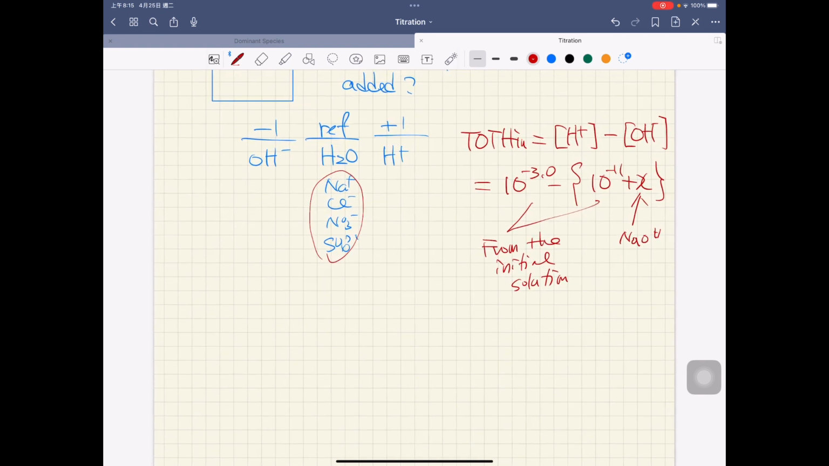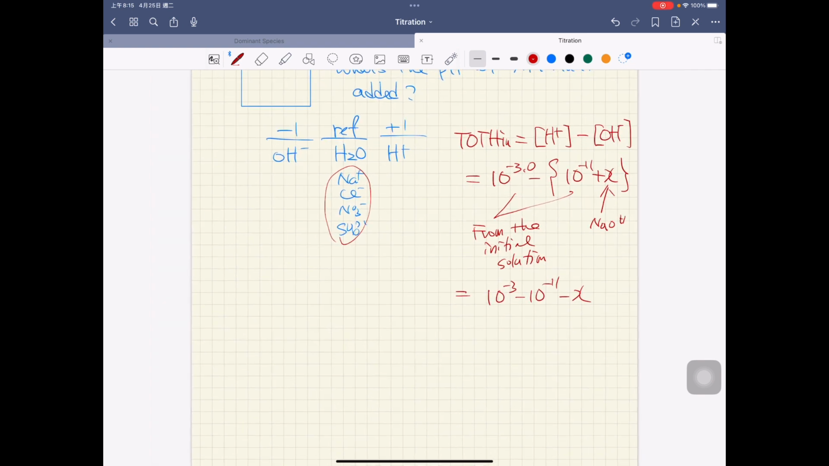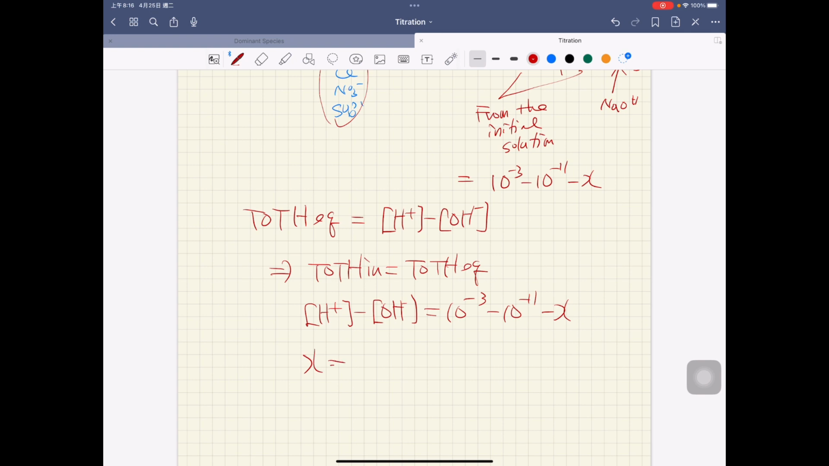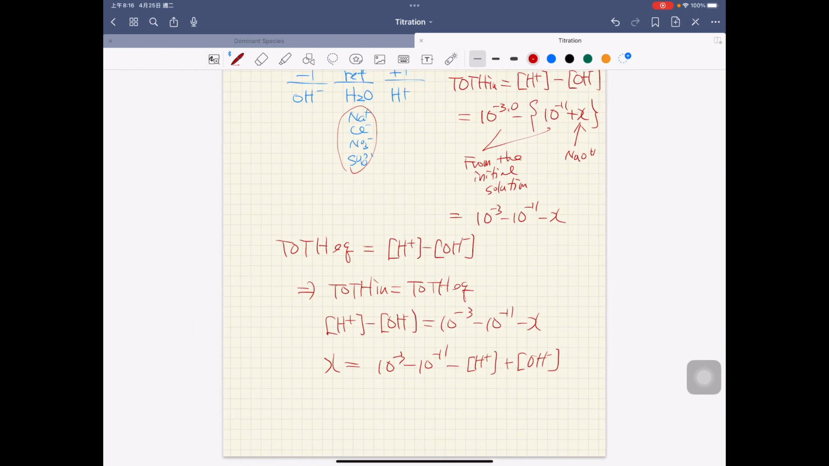So it means that this total H in has to be equal to total H equilibrium, right? So basically, you let total H in equal to total H equilibrium. Then you can move X to one side. Then you have X equals 10 to minus 3 minus 10 to minus 11 minus H plus plus OH minus.